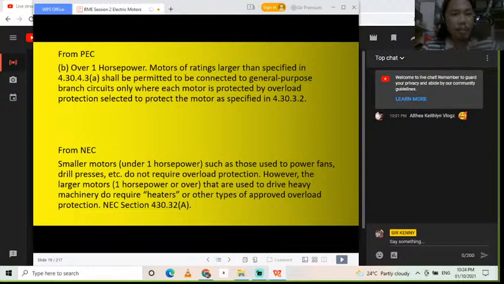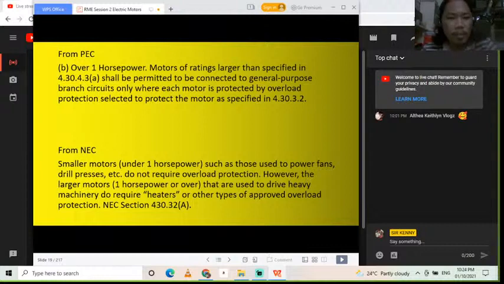Okay? From National Electrical Code naman, smaller motors under 1 horsepower such as those used to power fans, drill presses, etc. do not require overload protection. However, the larger motors, 1 horsepower or over, that are used to drive heavy machinery do require heaters or other types of approved overload protection. So, National Electrical Code, Section 430.32a. So, dun po yan nakuha.